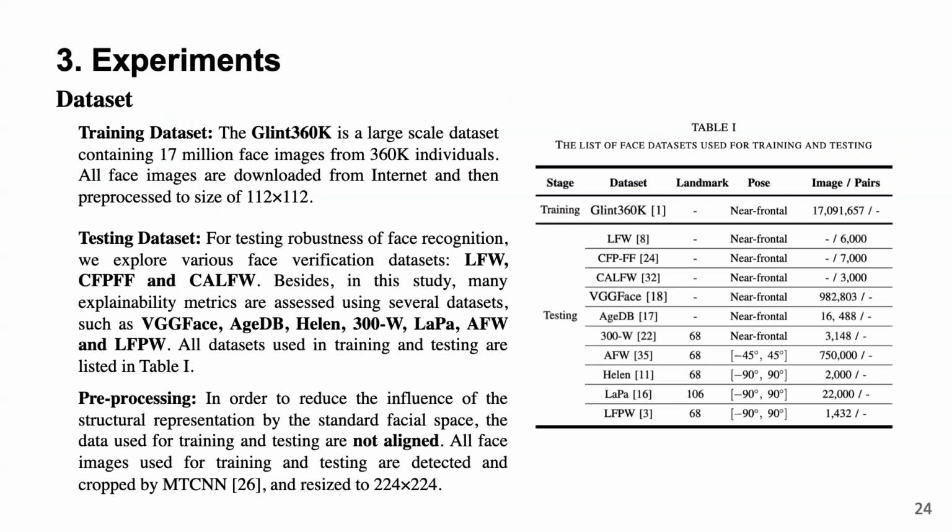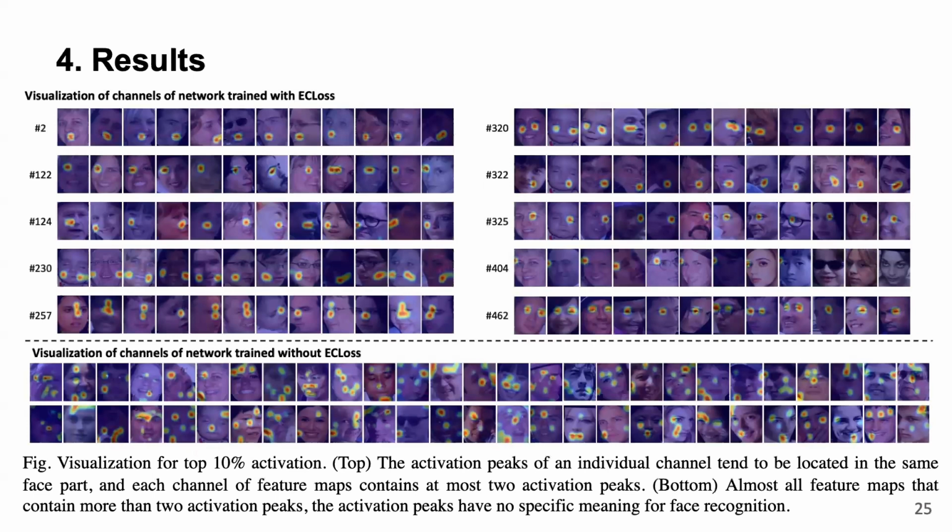For the dataset, we use 360,000 images as training data and this 10 dataset as the testing dataset. This figure shows the visualization for the top 10 activations. The activation peaks of an individual channel tend to be located in the same face part, and each channel of the feature maps contains at most two activation peaks. For example, the second channel learns the mouth and the 122nd channel learns the right eye.